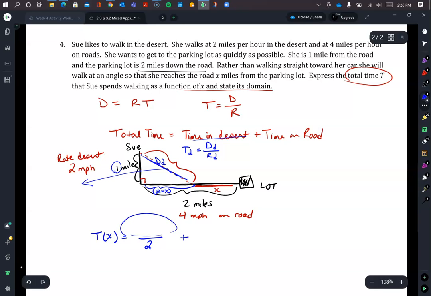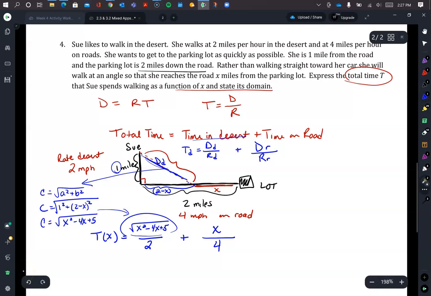And then we want to add in the distance on the road over the rate on the road. So again, we know some of it. We know the rate on the road is 4, and the distance on the road we just are calling x. So that one's pretty easy. It's this piece that is a little bit trickier. Not too bad though. So go ahead and pause the video and figure that out using your Pythagorean.